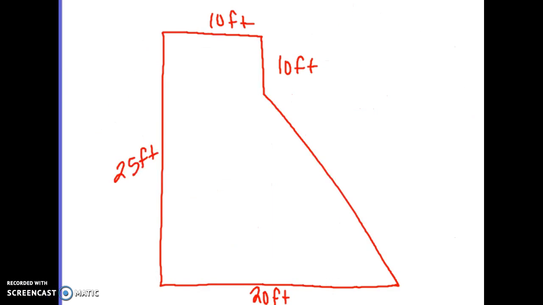All right, for number 3, I'm going to cut this figure into a rectangle and a triangle and fill in my missing pieces. So this whole side is 25 and this top part is 10. That leaves me with 15 for my triangle height. If the base of the whole image is 20 and the top part is 10, that leaves me with a base of 10 for my triangle.